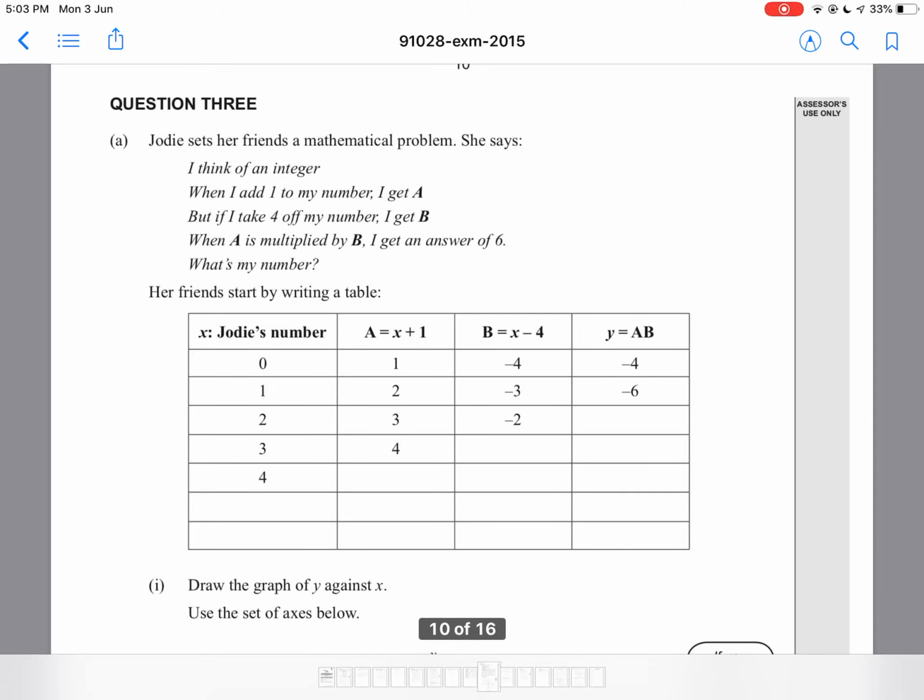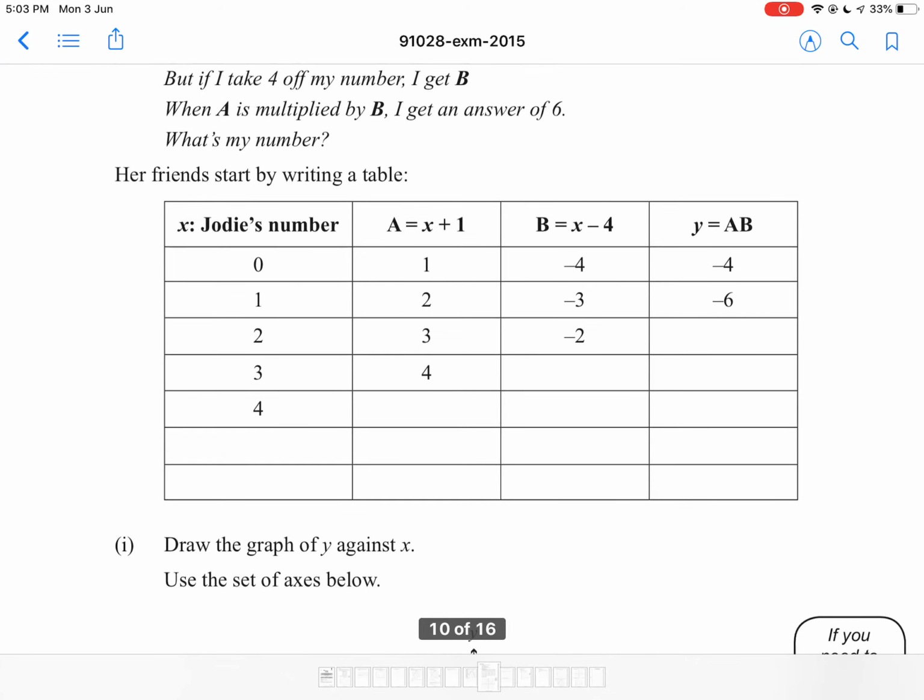Hey guys, welcome to question 3 for the 2015 level 1 tables and equations walkthrough. Okay, I'll get straight into it.